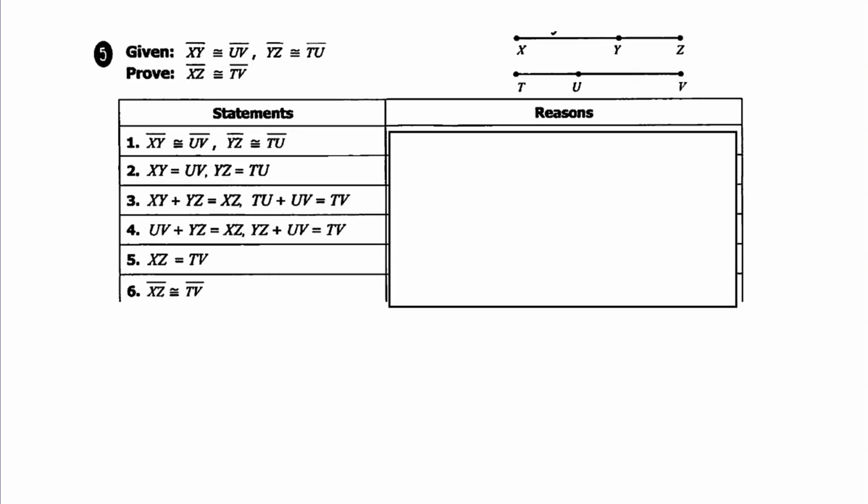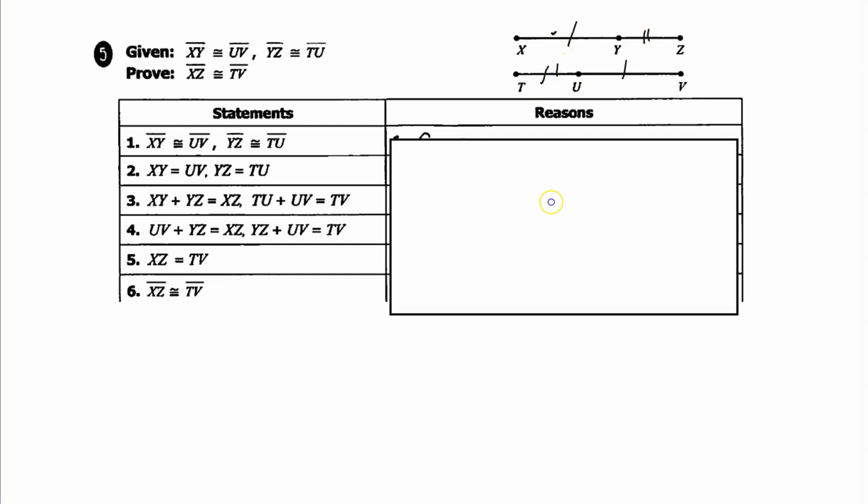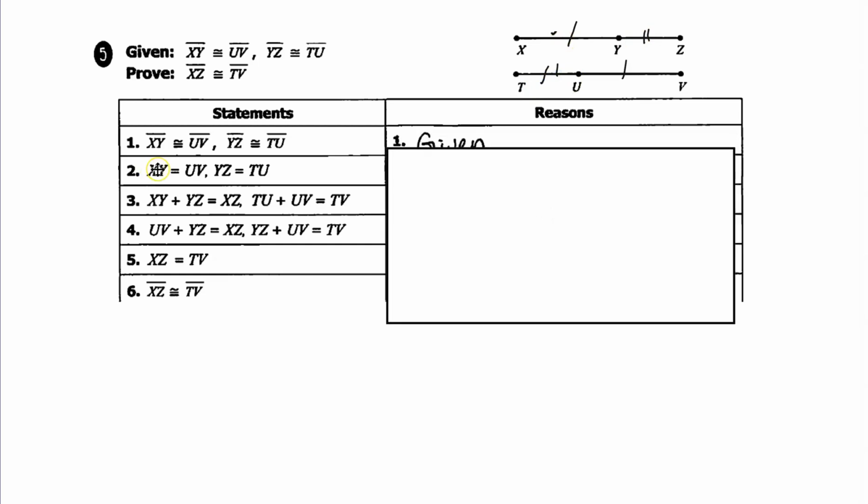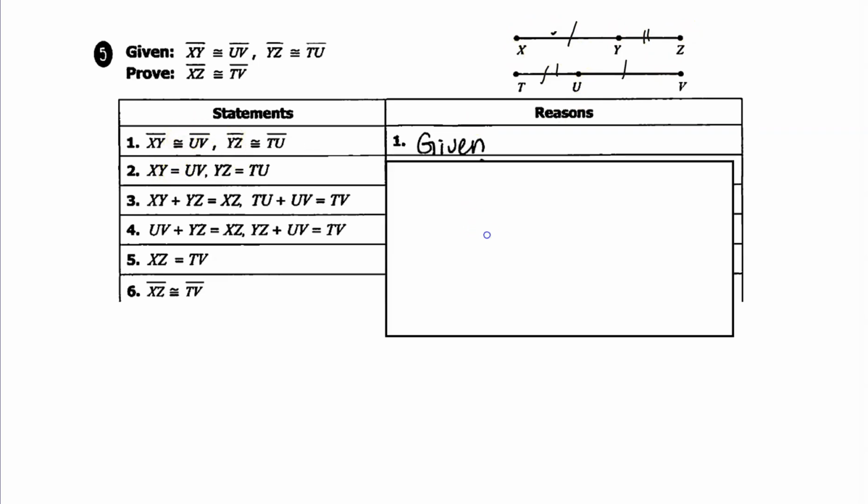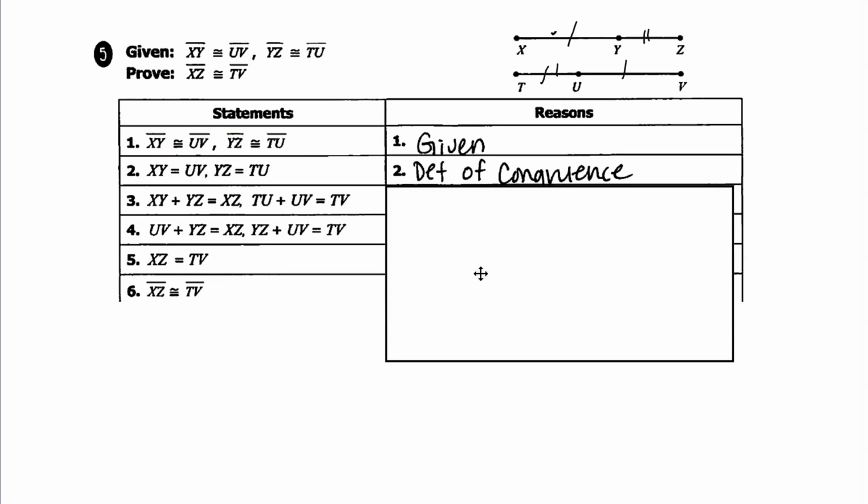Number 5, we have two segments here. It says that segment XY is congruent to segment UV. And it says that YZ is congruent to TU. So we always start with a given. Now it says that XY is congruent to UV. And YZ is congruent to TU. The reason is all that's missing is the congruent sign. So that's going to be definition of congruence.